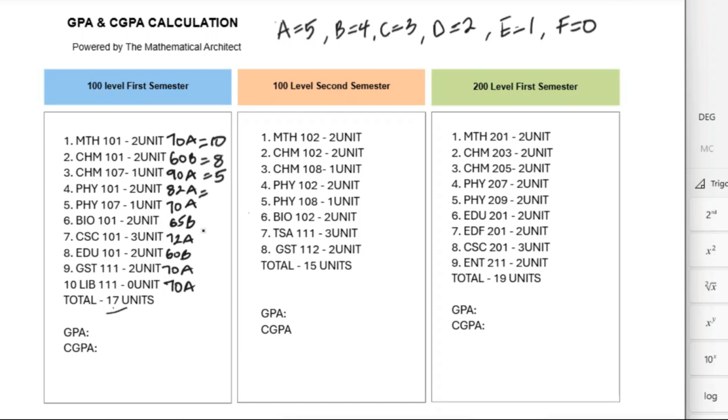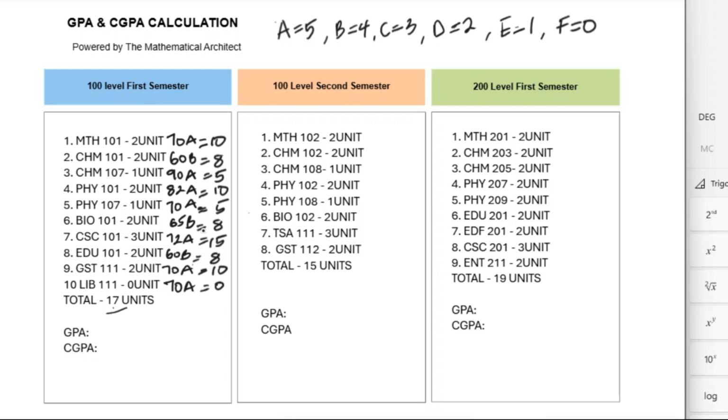This is also 5 points. 5 times 2, this will give us 10 points. So this A, 5 times 1, this will give us another 5 points. This B, this 4, 4 times 2, that will give us 8 points. So this A, this 5, 5 times 3, this will give us 15 points. So this B, this 4, 4 times 2, that will give us 8 points. A, this 5, 5 times 2, that will give us 10 points. So this A is 5, 5 times 0, that will give us 0 points.